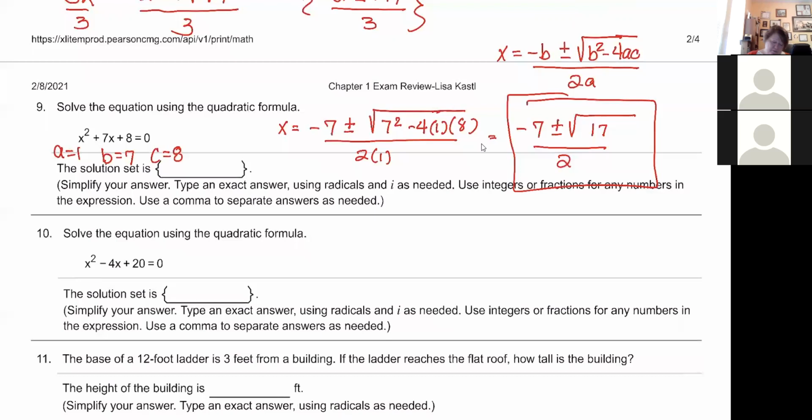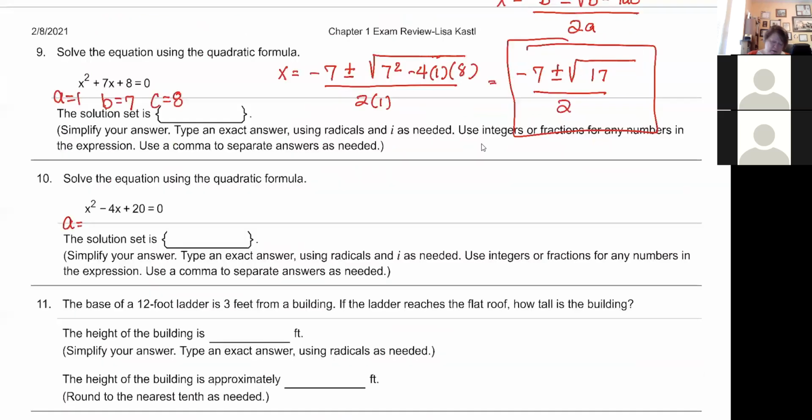So a is 1. B is negative 4. And c is 20. So we have x equals minus b, minus 4. Oops. Plus or minus the square root.